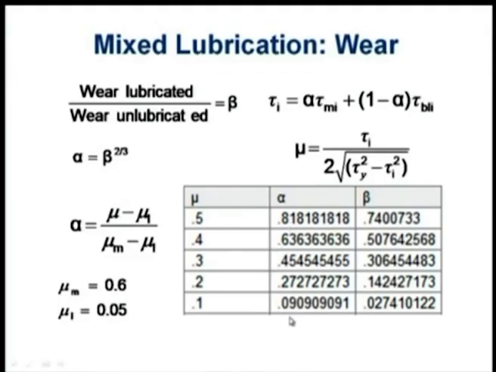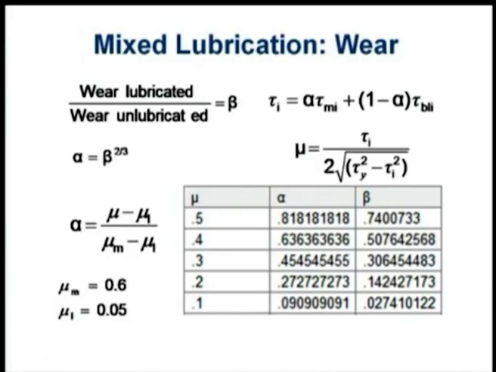We keep doing the same thing, the coefficient of friction is reduced to 0.1, and we say with coefficient of friction 0.1, alpha is also 0.1, only 10% metal to metal contact, while in this case it is turning out to be only 0.03. That means, instead of 10% metal to metal interface, it is happening at only 3%.